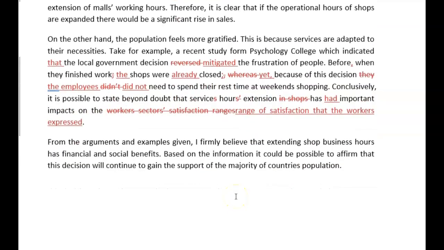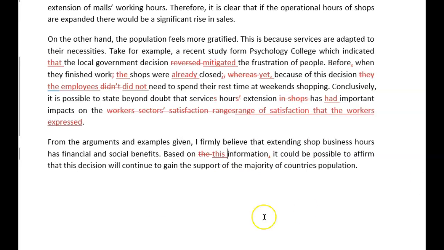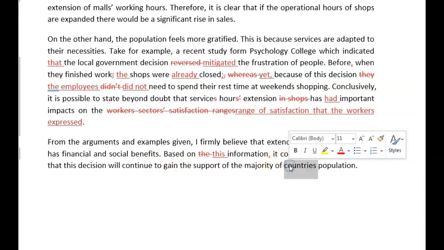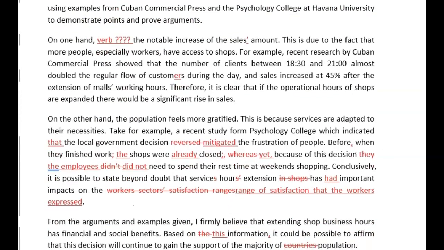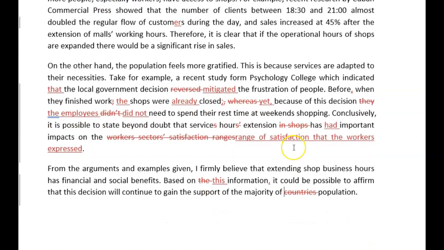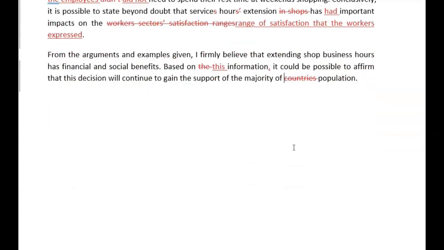From the argument and examples given, I firmly believe that extending shop business hours has financial and social benefits. Great. Based on this information, it could be possible to affirm that this decision will continue to gain the support of the majority of the country's population. The support of the majority of the population. Yeah, just that. This is a very nice essay. I think you are improving, but just mind the corrections that I have expressed.